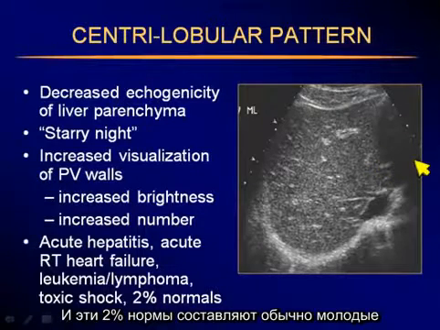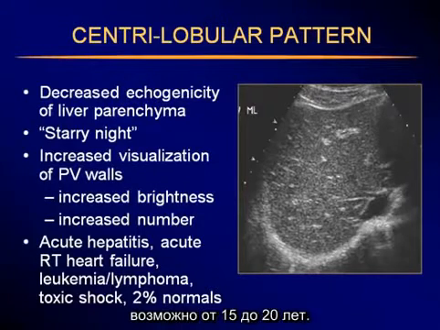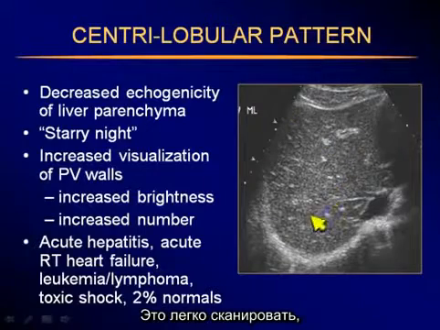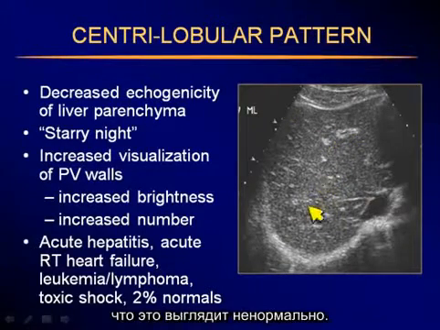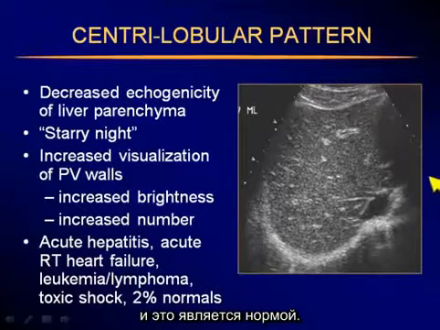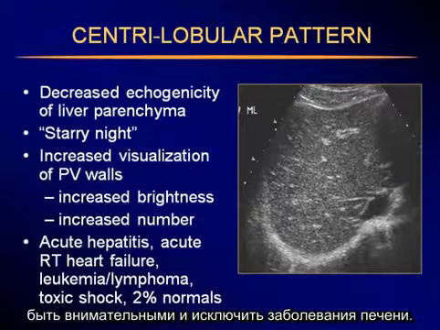And the 2% of normals are usually the young, thin adolescents, maybe 15 to 20 years old. They're so easy to scan and see so well that they look abnormal, and that's easy to tell. The patient is healthy, there's no liver function test abnormalities, so those would be normals. Beyond that, we have to be cautious and rule out liver disease.